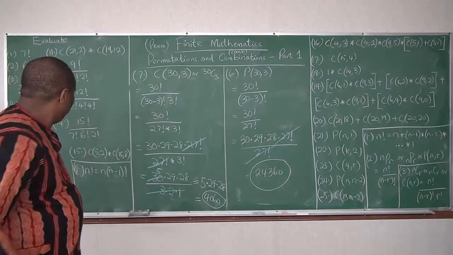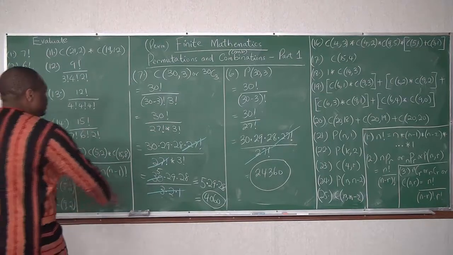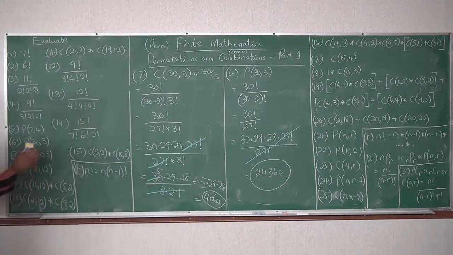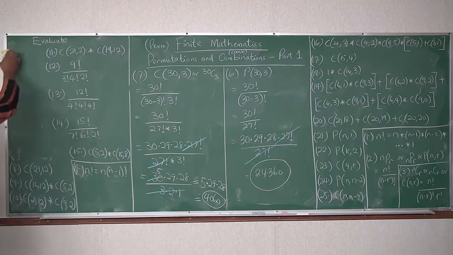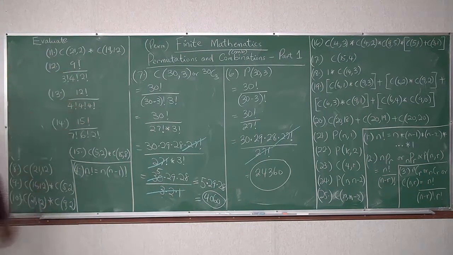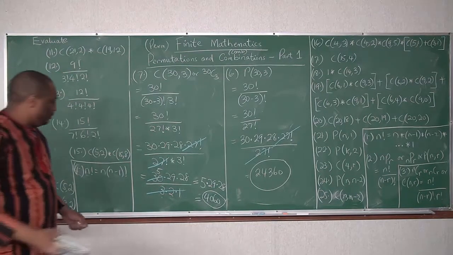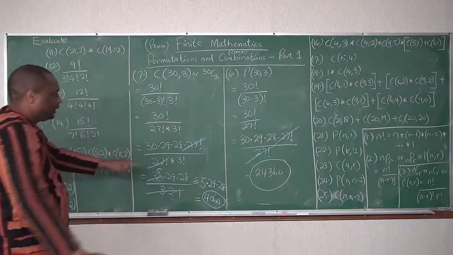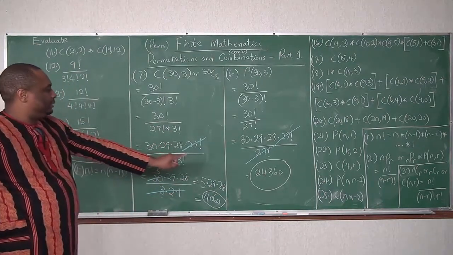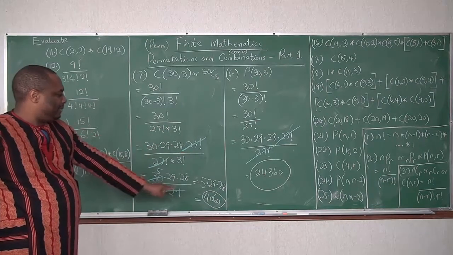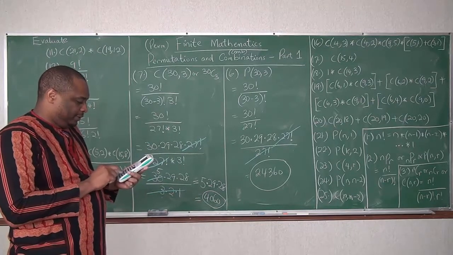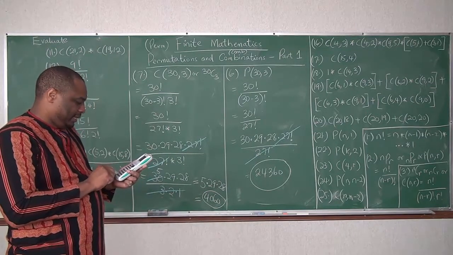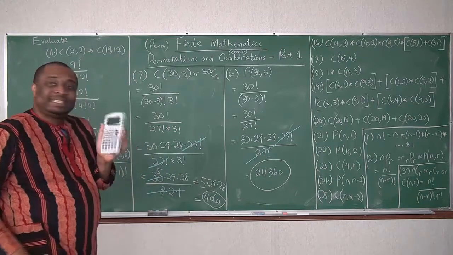Okay, let's see whether we can find another formula, formula 5. So let me erase from here, because I need space. Now the question is evaluate. So let's see whether we can find another formula here. Can you divide this by this? 24,360 divided by 4,060. So that gives us 6.